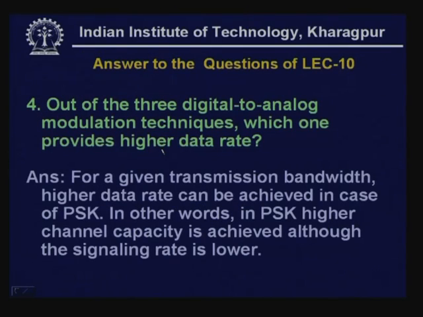Fourth question was, out of the three digital to analog modulation techniques, which one provides higher data rate? Answer is, for a given transmission bandwidth, higher data rate can be achieved in case of PSK. In other words, in PSK, higher channel capacity is achieved although the signaling rate is lower. So, that is the end of all the questions.